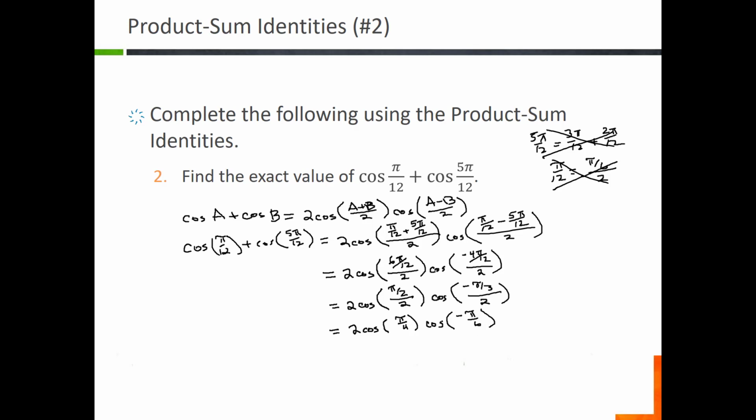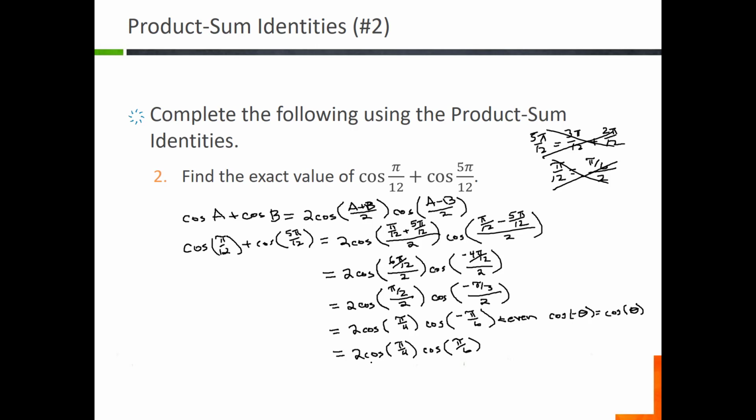And one other little step is we have the cosine of a negative pi over 6, and we have an identity that deals with that negative. So we have 2 times the cosine of pi over 4 times the cosine. So if we use our even and odd identity, we know cosine is even. And that means the cosine of a negative theta has to equal the cosine of just the positive theta. So we actually don't need that negative there. We could just rewrite this as the cosine of pi over 6. That just makes it a little easier. We don't have to worry about negatives and all that sort of stuff. It's just easier to compute.